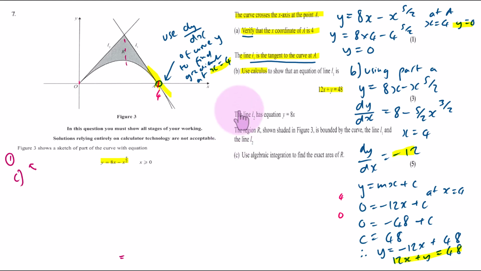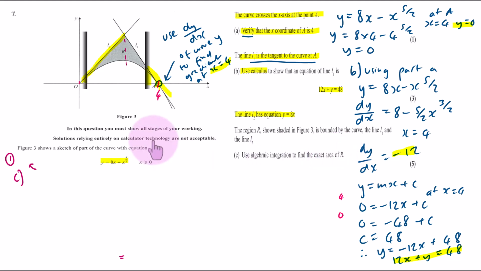Now part C says the line L2 has equation 8x. This is L2, and we need to find the region R shaded in figure 3, which is here. That's our region, and it's bounded by the curve, by the line L1 and the line L2. Use algebraic integration to find the exact area of R.